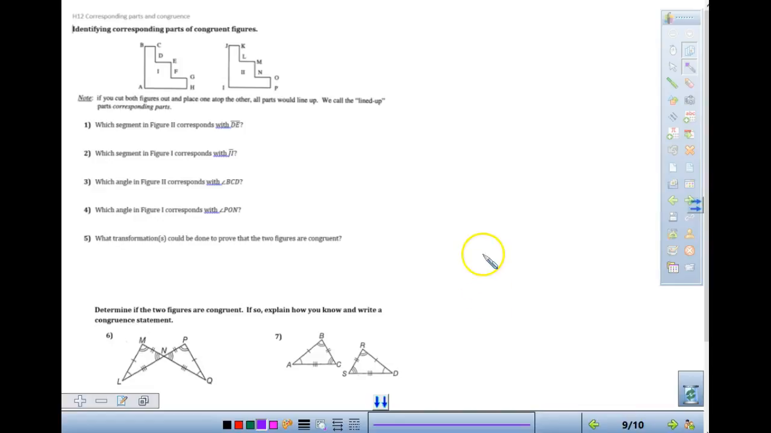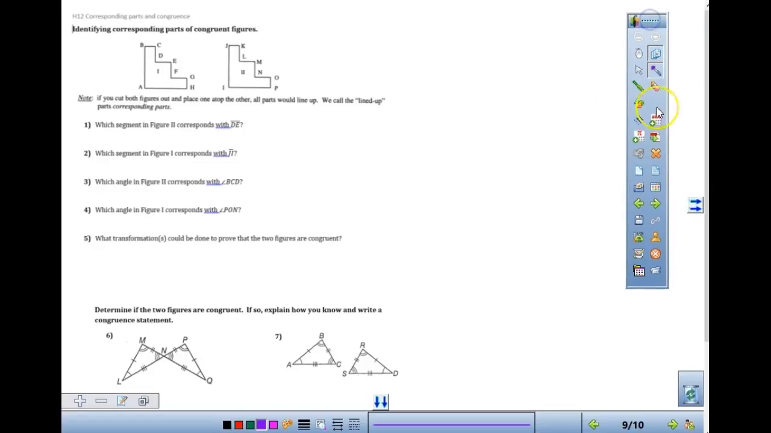I want you to take a look at, so in your homework, there's going to be some where you're just doing one thing, some you're doing many. If you would turn in your workbook right now, it says identify corresponding parts. Notice that if you would cut them out and place one on top of the other, they line up or correspond. I will tell you down here, please take a look at number 6 and 7 in your homework.